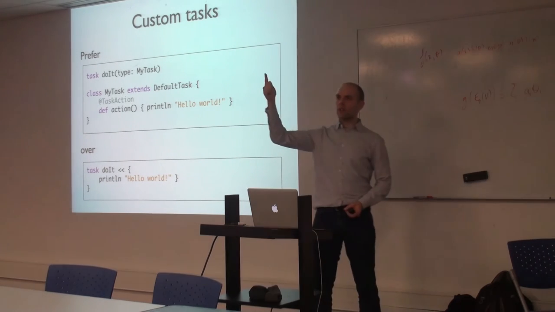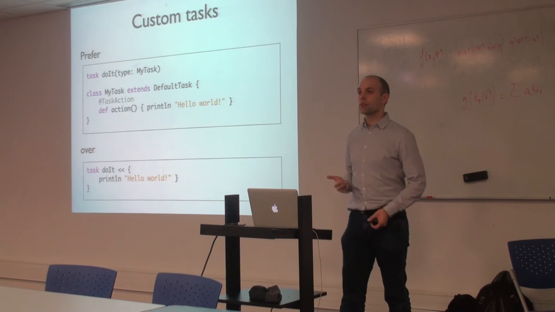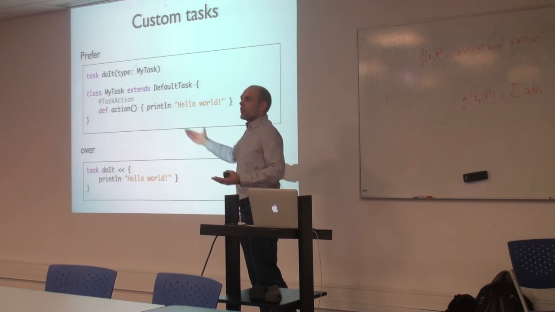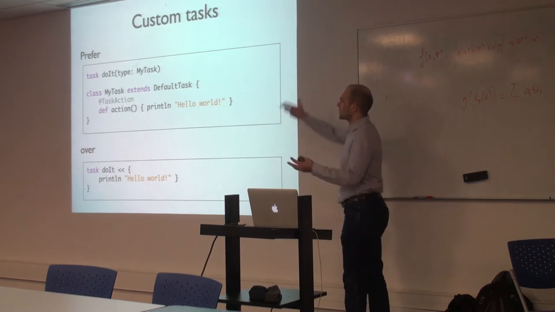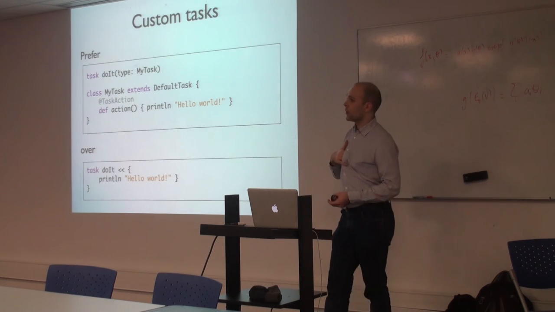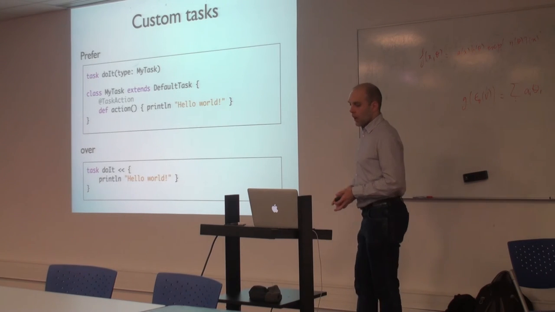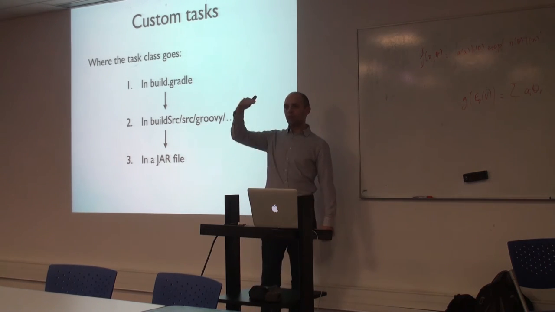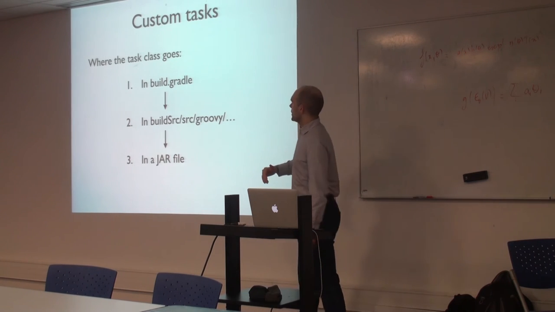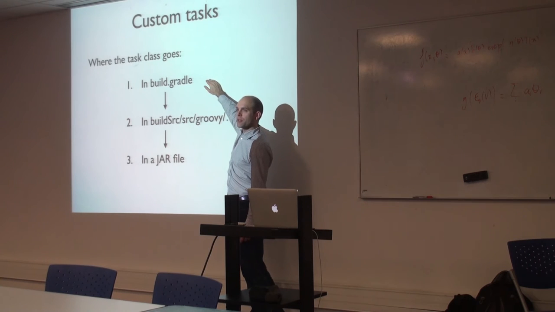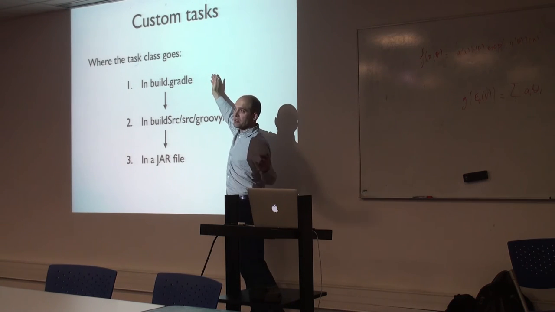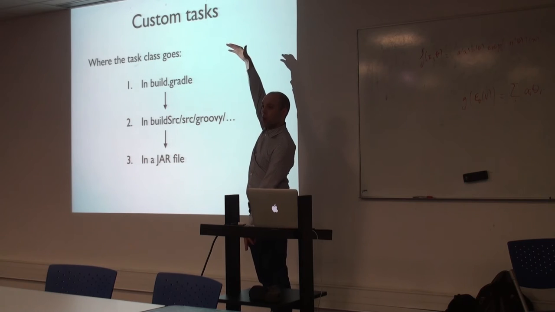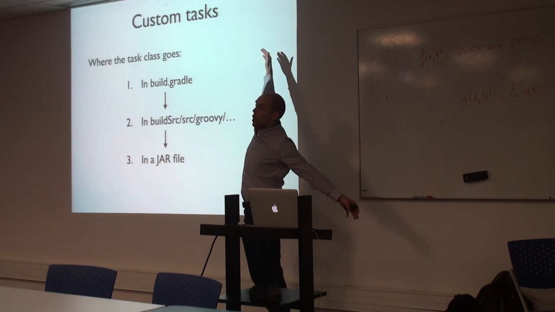So define a class, give it a class name, extend Gradle's default task. Or if you're doing something specific, you can extend abstract copy task if your task does some copying. You can extend any task that you like. It is more verbose, but easier to maintain. And then, once you've done that, it's very easy to migrate it into different levels of reusability. So you do it quick and dirty. You define the class in your build.gradle. That's great, that's fine. But you can't then use it elsewhere. And it makes your build file quite long. And if you've got lots of custom tasks, very long, very messy.